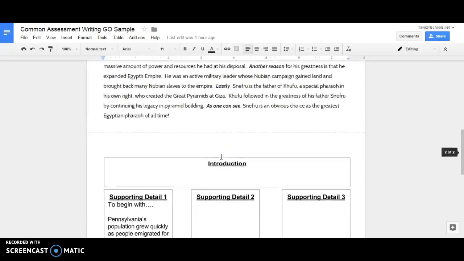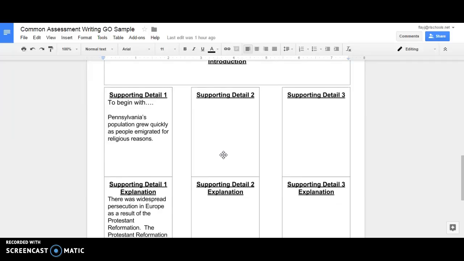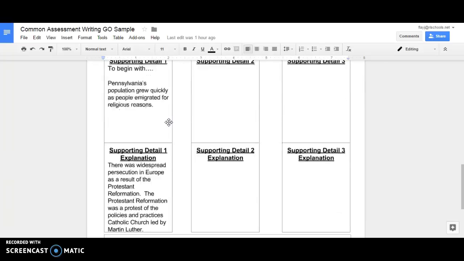Okay, if I scroll down here a little bit, I will show you an example with our Pennsylvania prompt. Okay, this one is if you did number 2. Okay, and I would say to begin with, Pennsylvania's population grew quickly as people emigrated for religious reasons. Okay, and then here I'm going to explain why people were emigrating and what were the religious reasons. Okay, and I'm explaining in more detail. There was widespread persecution in Europe as a result of the Protestant Reformation. The Protestant Reformation was a protest of policies and practices of the Catholic Church led by Martin Luther.